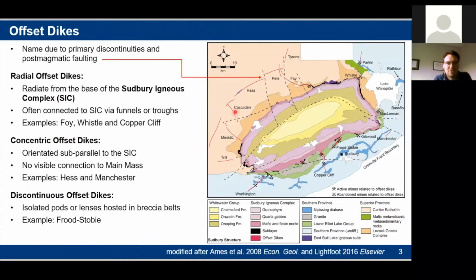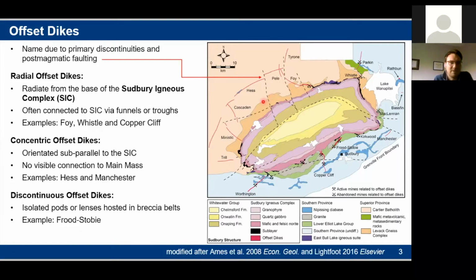So you have seen this geological map here already a couple of times. The offset dikes can be grouped into 3 types. They are the radial offset dikes. You can see them highlighted here in red, and they radiate away from the main mass of the Sudbury igneous complex into the country rocks. They are often connected via funnels, such as here in Foy, as well as here in Whistle, or in Copper Cliff and Worthington. But some are also not connected, or there's no connection visible, for example, here in Trill and Cascade. And these dikes represent injected impact melt from the melt sheet into the country rock at some stage during or after the impact.